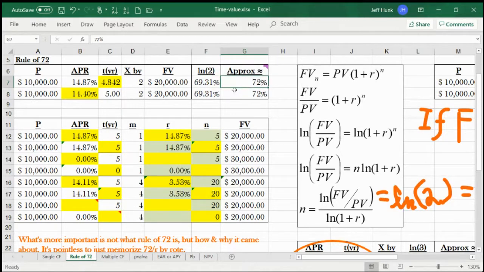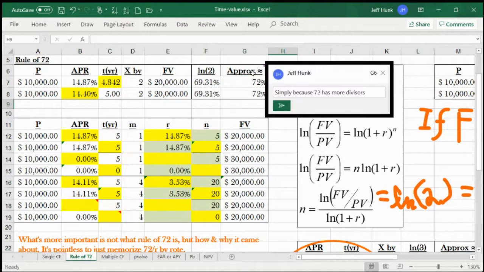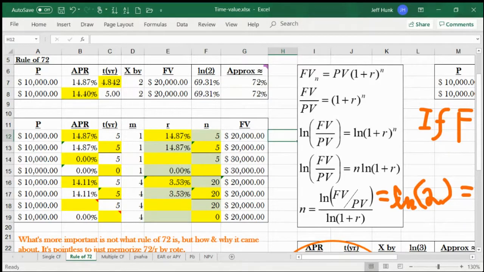Why? Why out of all the numbers? I mean, were 69 or 70, 71 not good enough? Look, 71 is obviously a prime number, right? And rather than 69 or 70, 72 has more divisors. There are more numbers this can be divided by, right? So they picked 72. This is the background, the origin of the rule of 72.